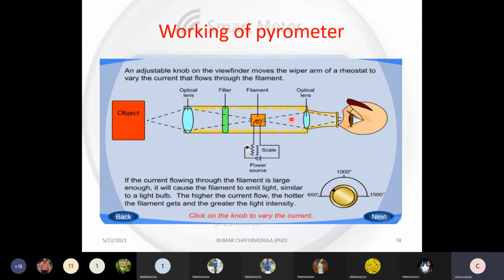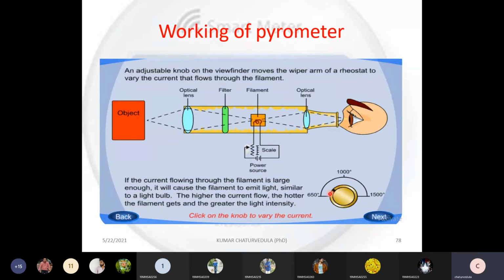So by using this adjustable knob, the rheostat is going to be varied, and the current flowing to the filament can be varied. If the current flowing through the filament is large enough, the filament will emit light as well as heat. That is similar to an incandescent bulb which we have seen. A higher amount of current flow makes the filament hotter, and its light will be of larger intensity.